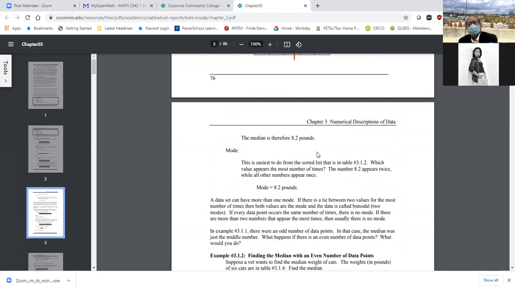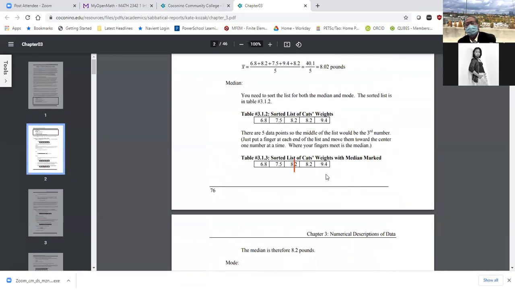For the mode, you need to put the data in order also, and then see which value appears the most number of times. In this case it's 8.2. So the mode will be 8.2.